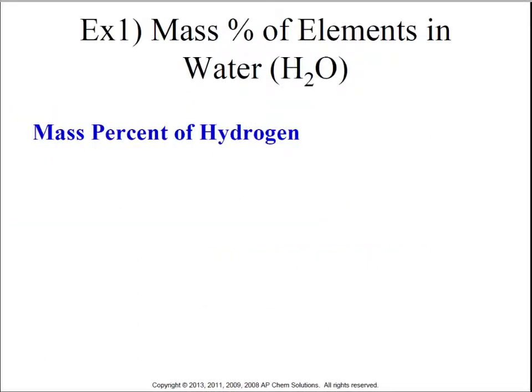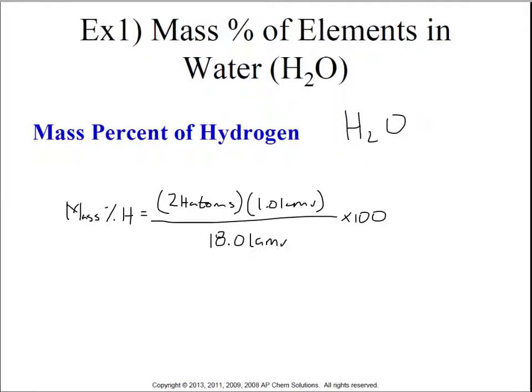So if we look at the mass percent of hydrogen in water, H2O, that means there are 2 hydrogens, 1 oxygen, but we want to look at its mass percent. The mass percent of hydrogen would be equal to 2 H atoms times its atomic mass, so the mass of 1 hydrogen atom is about 1.01 AMUs, divided by the total mass, 2 hydrogens plus 1 oxygen, 18.01 AMUs, multiplied by 100, and we would find that the percent by mass of hydrogen is 11.2%. So 11.2% of water is hydrogen.